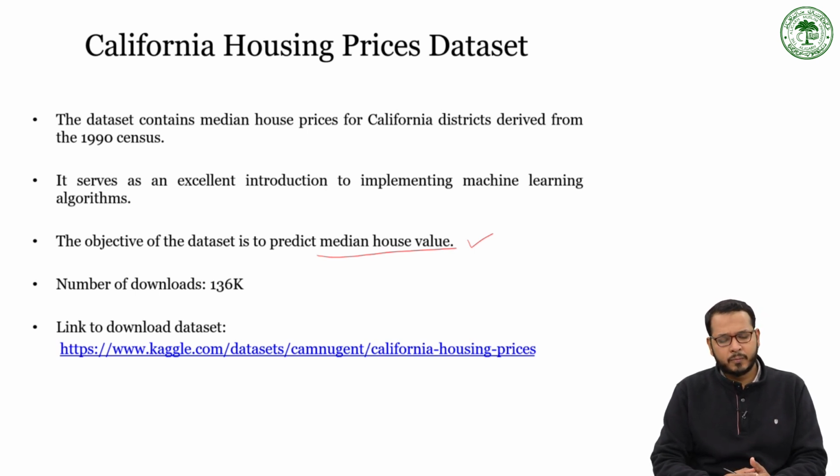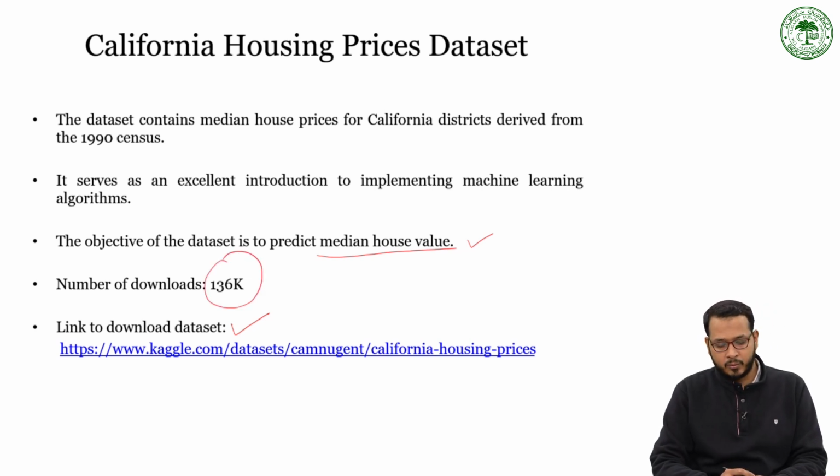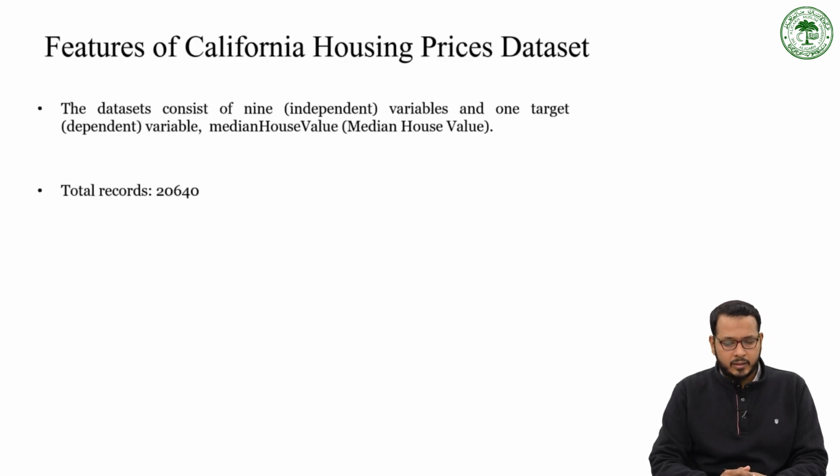It is a very famous and commonly used data set, and when we downloaded this data set from the given link, there were already 136k downloads of the same data set. The data set consists of 9 independent features and one dependent variable or feature called median house value. The total records or rows which are there in this data set are 20,640.